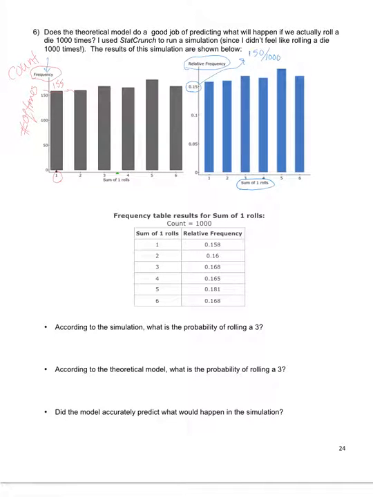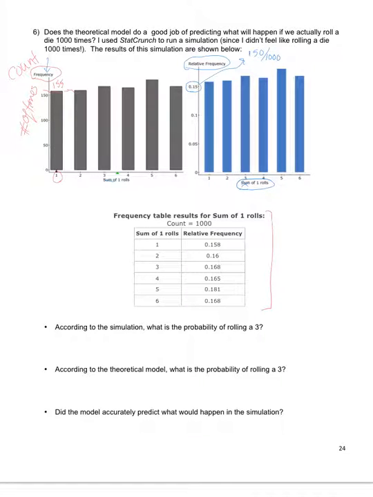So the sum of one roll is just saying you roll it once, what number did you get? So we could cross out sum if we wanted to. Same thing over here. We could just say here's the result of one roll. All right, the frequency table that goes with this simulation.